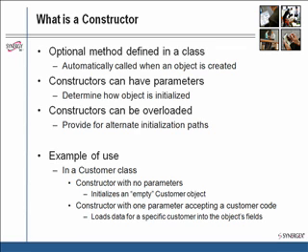By way of an example, consider a customer class. The class might have a constructor with no parameters, which would initialize a new or empty customer object, whereas an overloaded constructor may have a parameter which accepts a customer code, which would result in the new object being instantiated and initialized to contain data relating to that existing customer account.